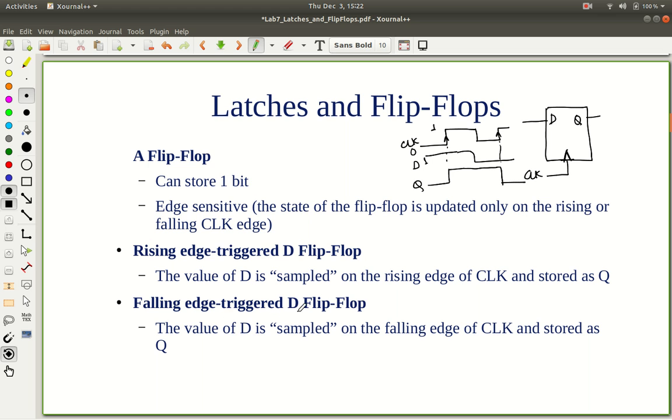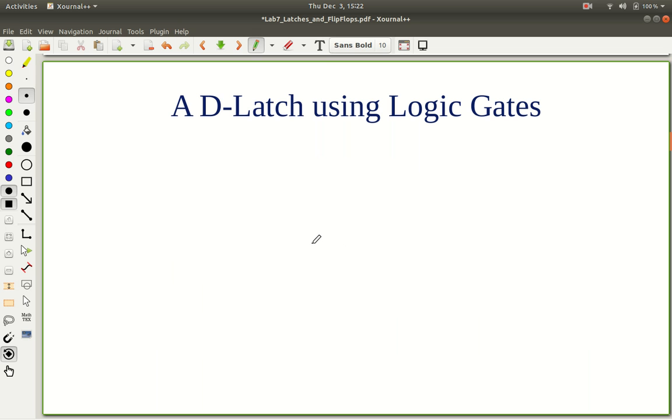Similarly, a falling edge triggered D flip-flop is similar to the rising edge triggered one, except the value of D is sampled on the falling edge of the clock. So on the falling edge, that is when clock goes from 1 to 0, the value of D is sampled and stored in Q. So how do we model this behavior in VHDL?